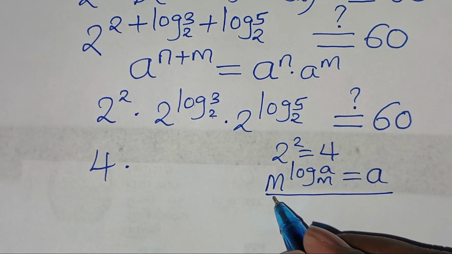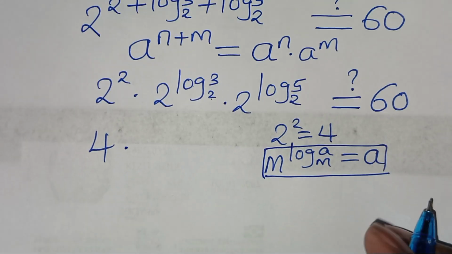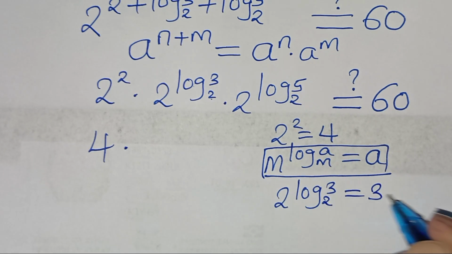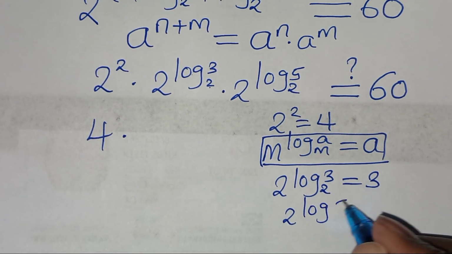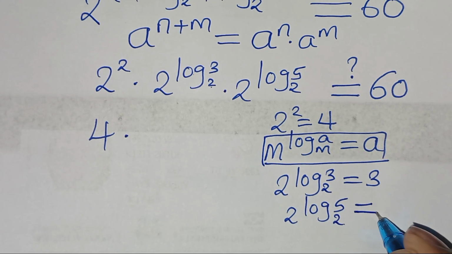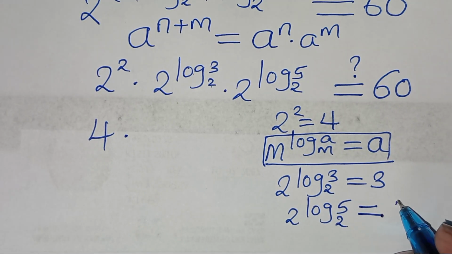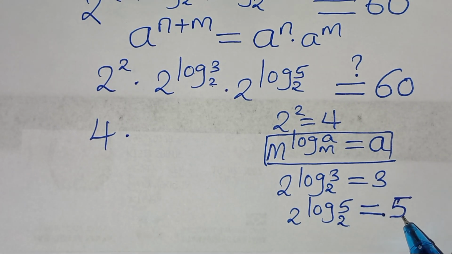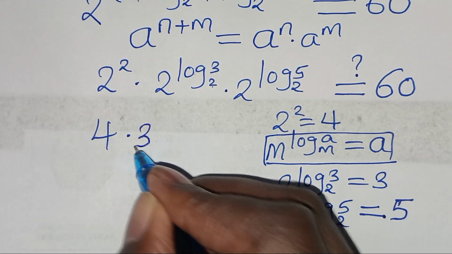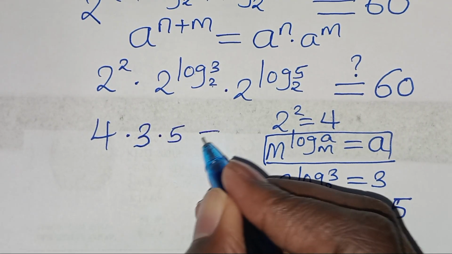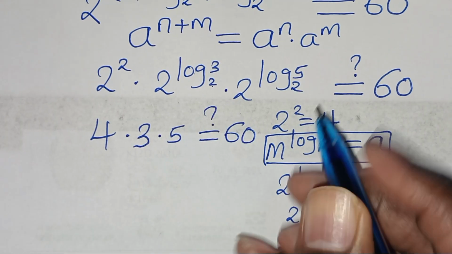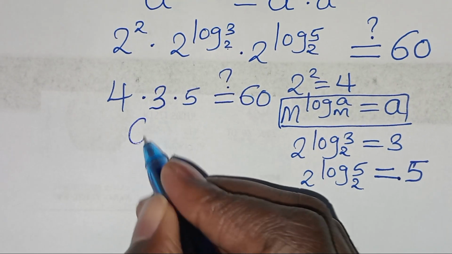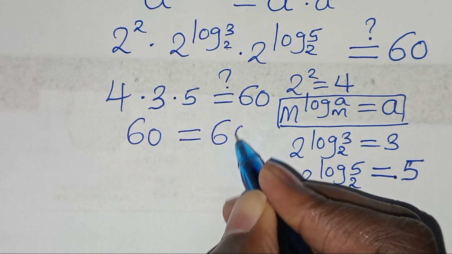Now let's apply this logarithm property so that 2 to power log 3 to base 2 is the same thing as 3, and 2 to power log 5 to base 2 will give us a value of 5. So let's substitute 3 and 5 here. So we have 4 times 3 times 5. This is supposed to give us a value of 60. So 4 times 3 is 12, times 5 is equal to 60, which is equal to 60.